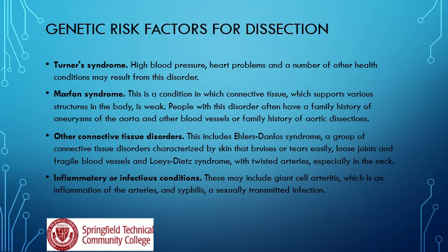There are certain genetic risk factors for aortic dissection, mostly connective tissue disorders like Marfan's, Turner's and Ehlers-Danlos. You can take some time and look these up. You don't have to know these for the test, but just understand that some patients may have a genetic predisposition for aortic dissection.